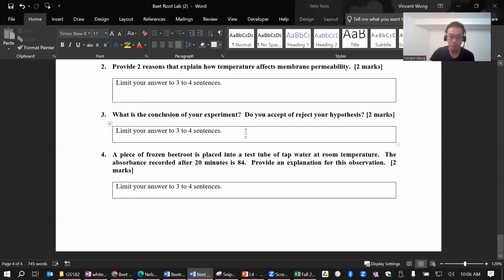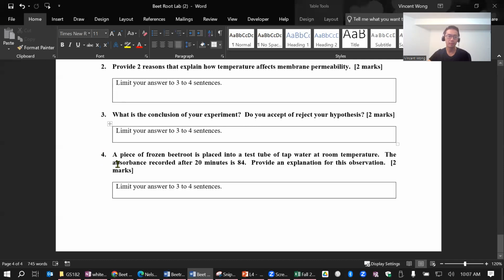Again, you don't have to write too complicated stuff here. The conclusion is this. After doing the experiment, was your hypothesis correct or not correct? Like if you say temperature increases permeability, is that what happened in the experiment? Right. So you say that. Yes, increasing temperature will increase permeability, or maybe increasing temperature will decrease permeability, right? In which case you will have to reject your hypothesis. So just write a sentence about the findings of the lab and then tell us whether we should accept or reject the hypothesis.